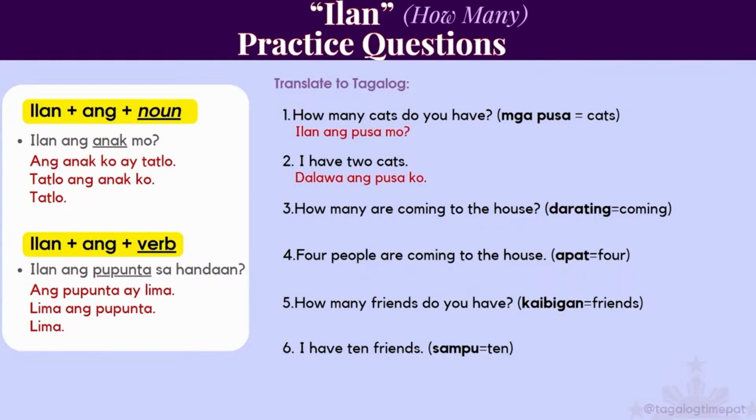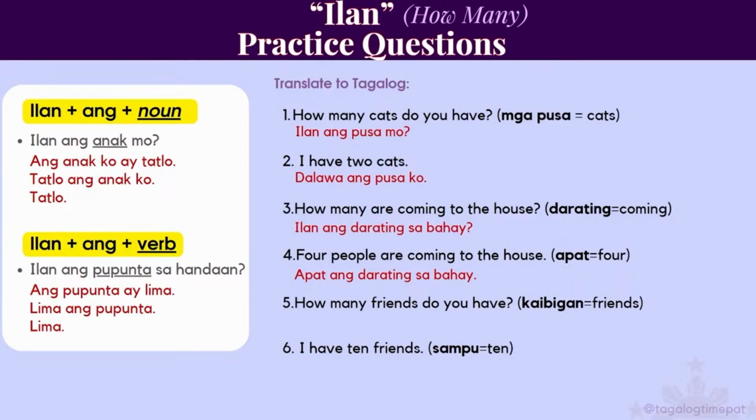Number 3, how many are coming to the house? Darating means coming. So it would be ilan ang darating. So ilan plus ang plus a verb. Ilan ang darating sa bahay. Number 4, 4 people are coming to the house. Apat means 4. So 4 people are coming to the house would be apat ang darating sa bahay. Remember, the short answer would be apat.